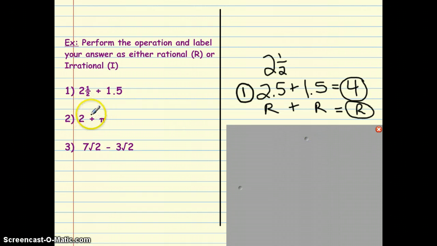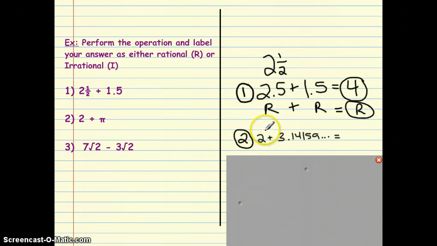In this next example, we have 2 plus pi, probably the most famous irrational number that we have. So the first thing we're going to do is add 2 and pi, which for your calculator you might want to use the pi button. It looks something like 3.14159 and so on. When you add that, you're going to have 5.14159, etc.